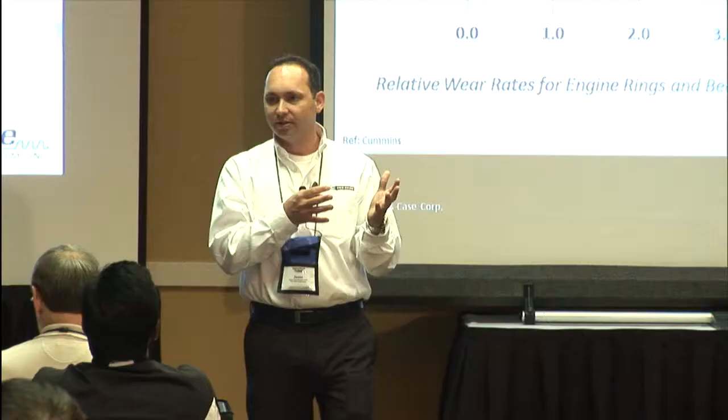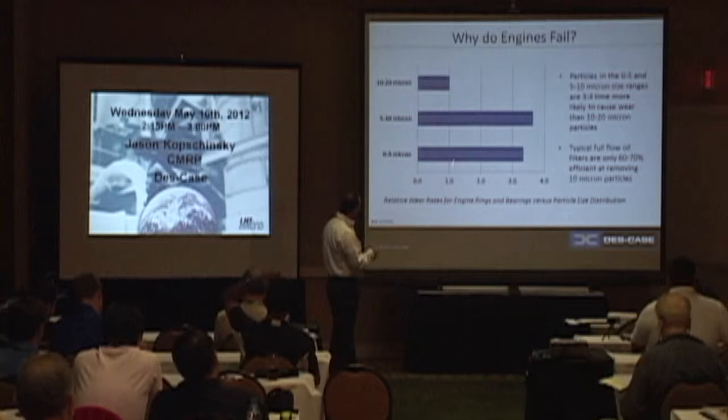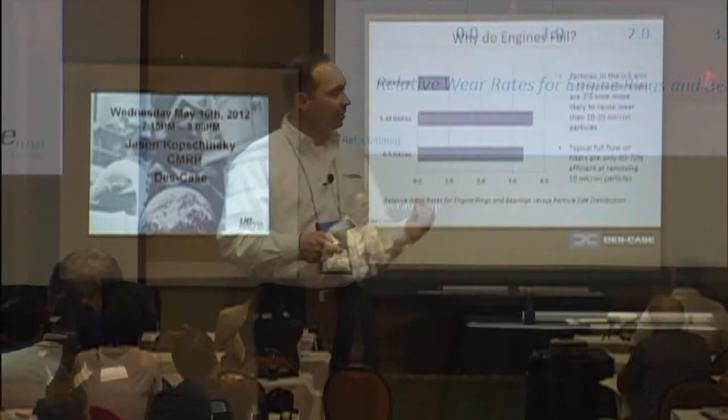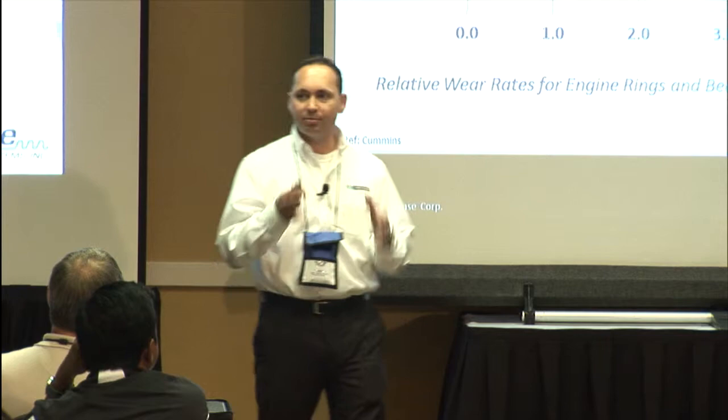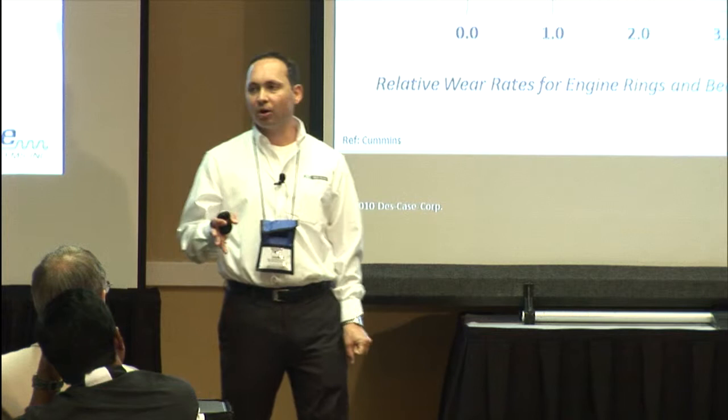Now, this is a great study that was put together by Cummins, and they were looking at the relative wear rates for engine rings and bearings versus the particle size distribution. Okay, so 10 to 20 microns, relative wear rate was 1, then 5 to 10 microns, and 0 to 5 microns. You can see that particles in the 0 to 5 and 5 to 10 micron range are 3 to 4 times more likely to cause wear than the ones in the 10 to 20. It's because the big ones just simply can't get into those clearances and cause that damage. And typical full-flow oil filters are only 60 to 70% efficient at removing 10 micron particles and less.